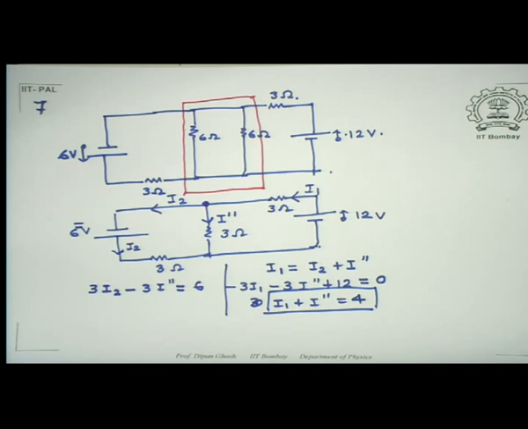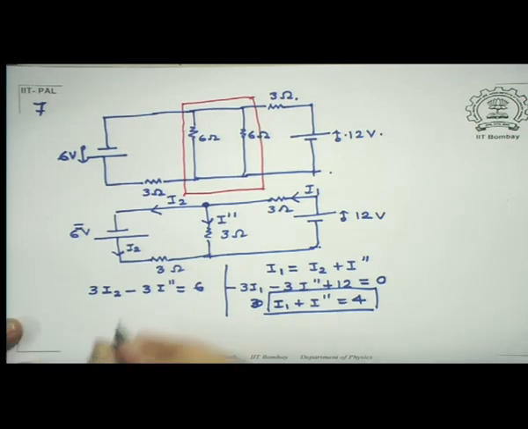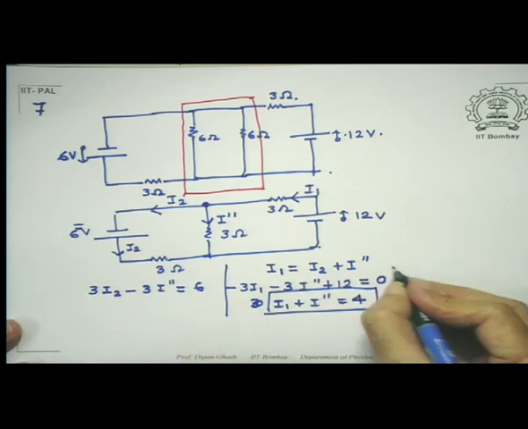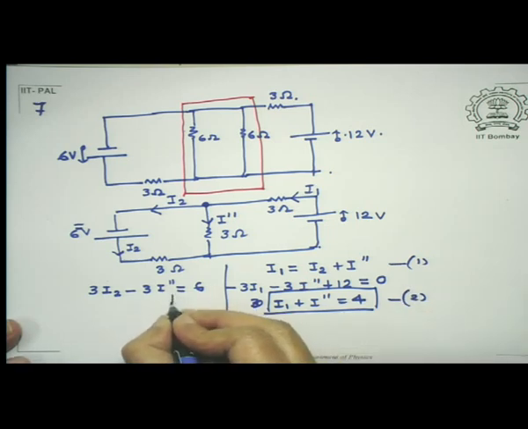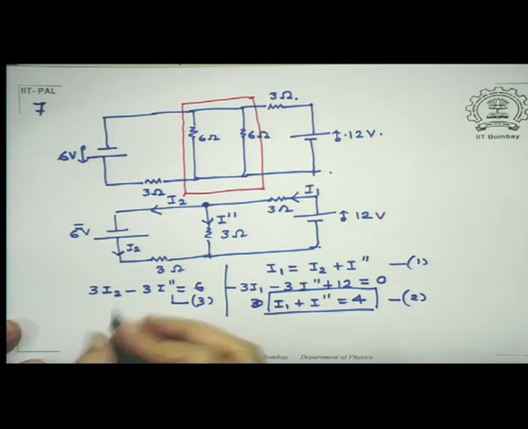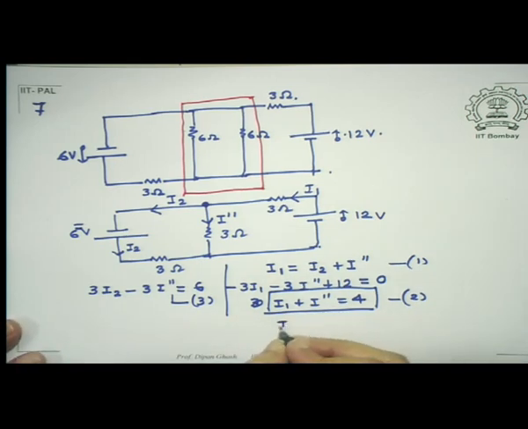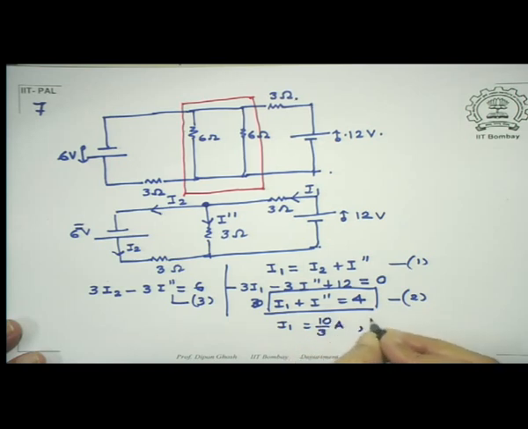These are the three things, and I have got the equations corresponding to that. Now, having done that, what you will find is that your solutions will turn out to be, I am not solving this because they are trivial equations, and so this is equation number 1, this is equation number 2, this is equation number 3. What you get is I1 equal to 10 by 3 amperes, I2 equal to 8 by 3 amperes, and I double prime equal to 2 by 3 amperes.